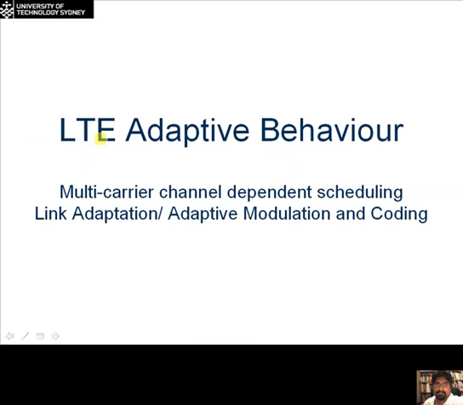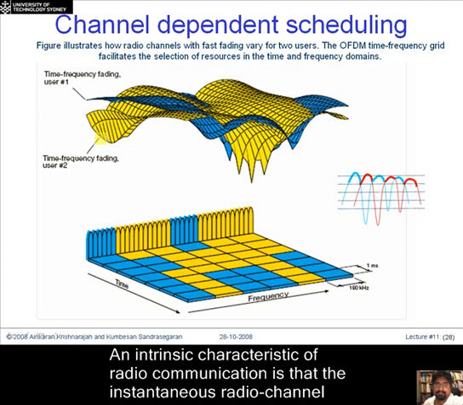Okay, another thing that I talked to you about earlier was the fact that LTE is supposed to display a lot of adaptive behavior. Okay, and we're going to talk about that now. So what does that mean?